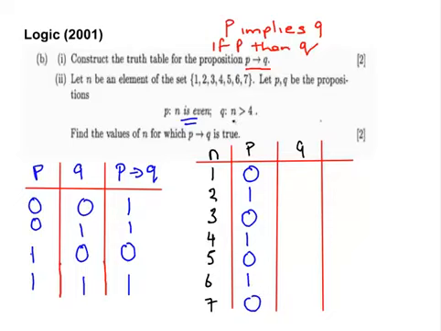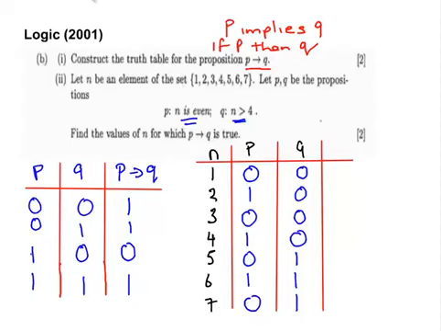The next one is Q, n is greater than 4. So 1 is not greater than 4, 2 is not greater than 4, 3 is not greater than 4. Watch out for this one. N is greater than 4. 4 isn't greater than 4. So that's a 0 there. Then 1, 1, and 1.